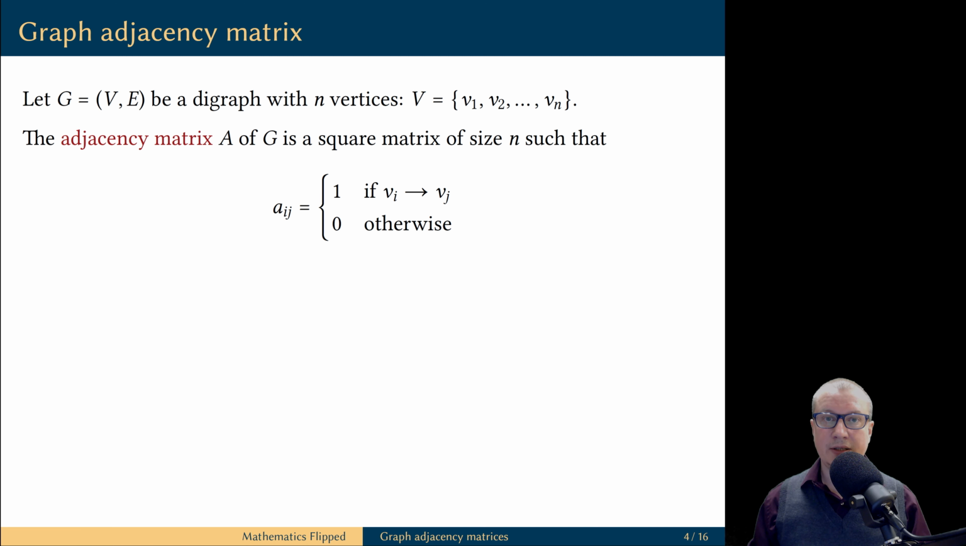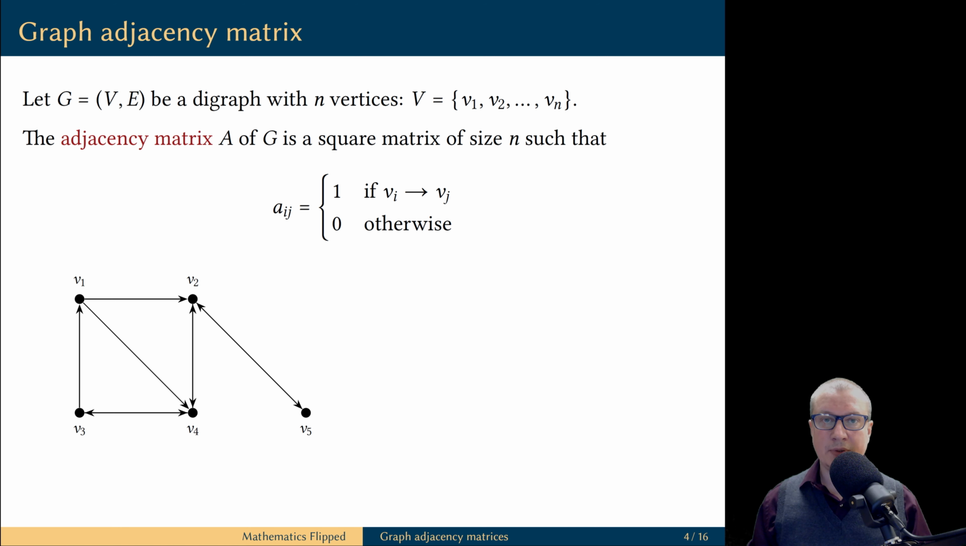Now, let's define the notion of an adjacency matrix of a directed graph. Suppose we have a digraph and the set of vertices includes n vertices, v1, v2 through vn. The adjacency matrix of this graph is a square matrix of size n, which has the following property. The entry of this matrix in position ij is equal to 1 if there is an edge from the vertex vi to the vertex vj, and it is equal to 0 otherwise.